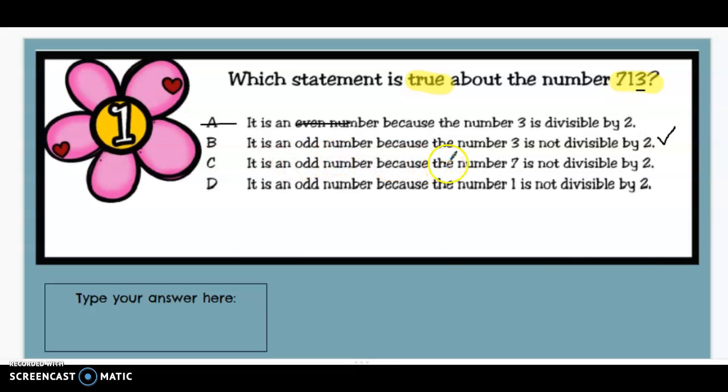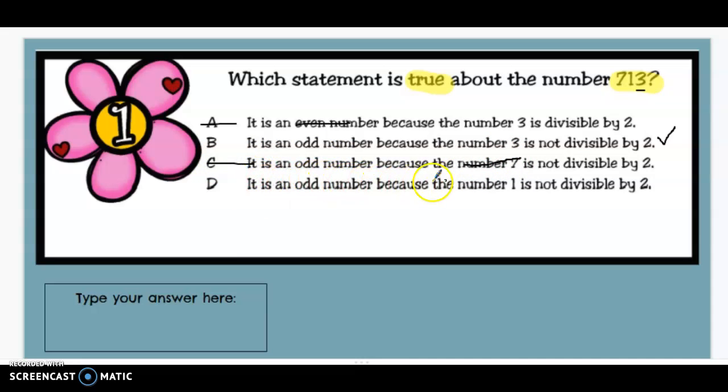It is an odd number because the number 7 is not divisible by 2. Well, 7 is not divisible by 2 because 7 is an odd number, but that does not tell us if our number is even or odd. That's looking at the hundreds place value. We need to be looking at the ones place value. So because it says the number 7, that makes it wrong.